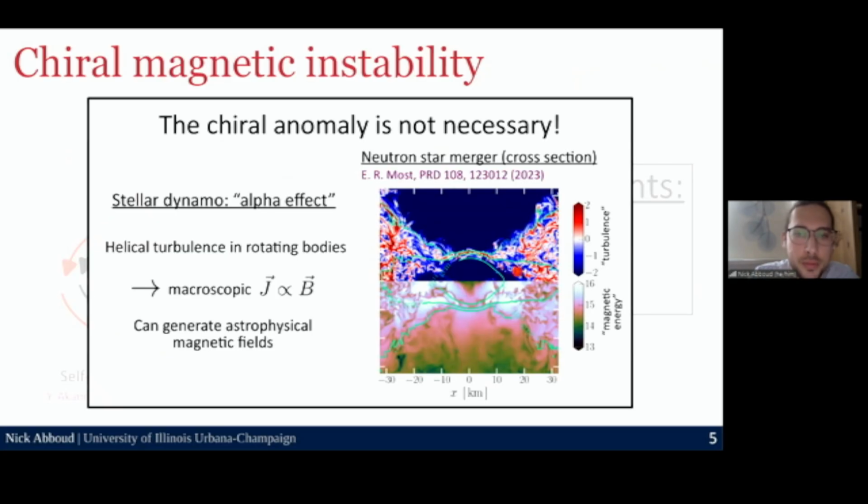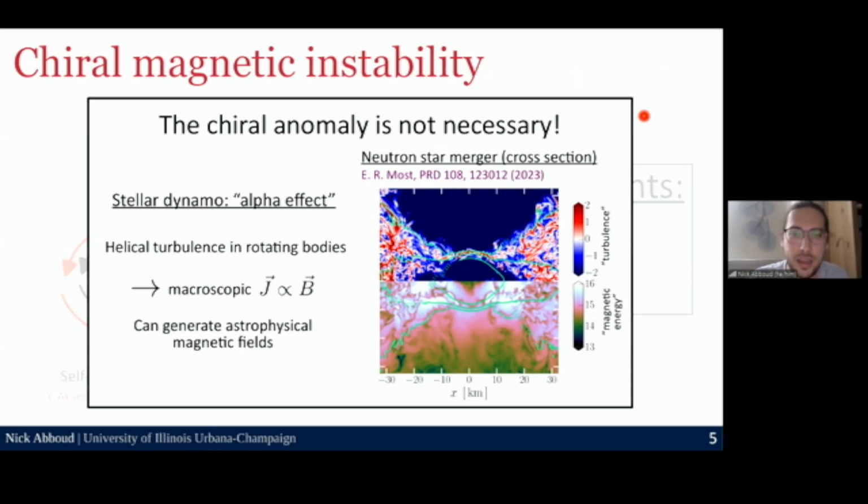And just as a cute example from a different field, in charged rotating fluids, as a consequence of a helical turbulence effect, one can get a macroscopic current going with the macroscopic magnetic field. And in fact, this is part of a dynamo mechanism by which stars can create and maintain large magnetic fields. Here's just a very pretty simulation of a neutron-star merger in which the treatment of the magnetic field is based upon this effect. So just to indicate that it's done in other fields, and for our purposes, it's a current that goes with the magnetic field with no massless fermions in the system.